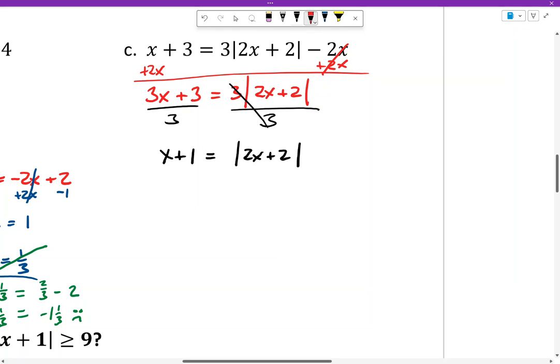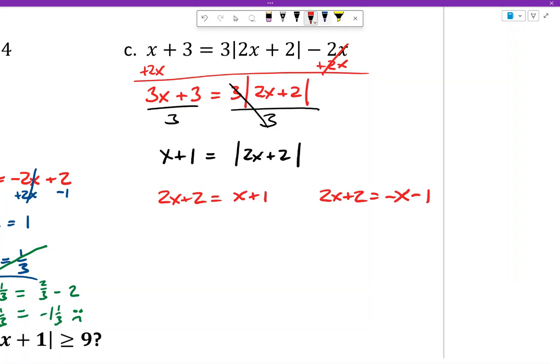Now we can write our two cases. Now I'm going to go ahead and flip-flop these. So first, 2x plus 2 has to equal x plus 1. But also, 2x plus 2 has to be equal to negative x minus 1. Right? Multiplied by negative 1.